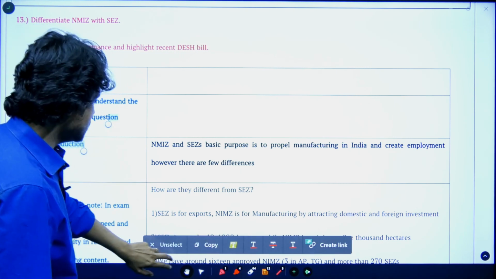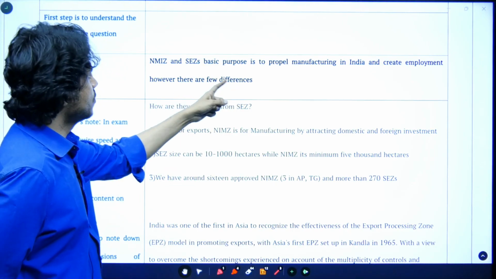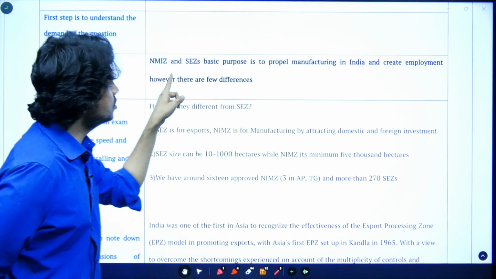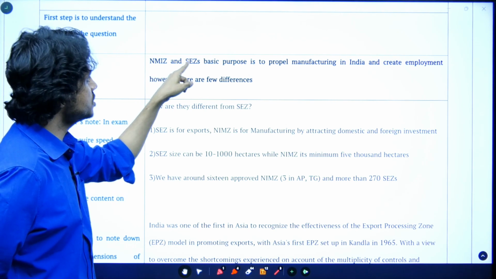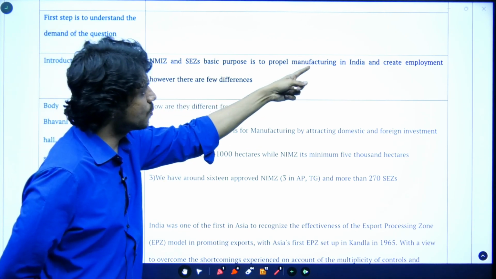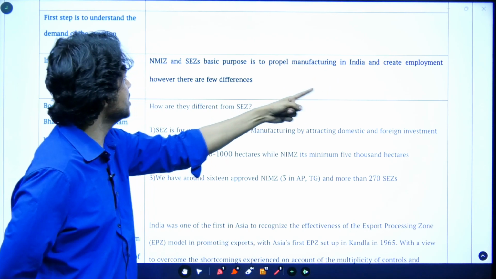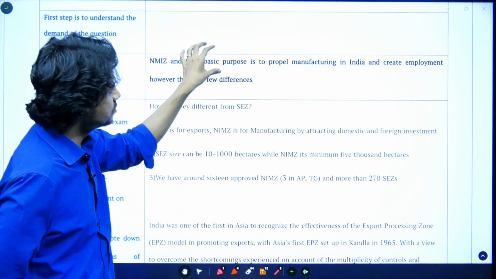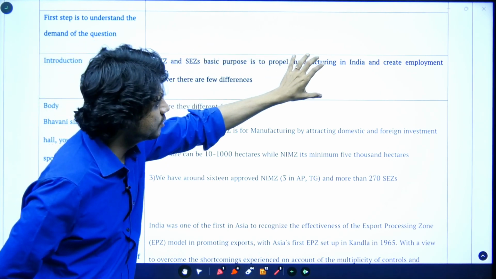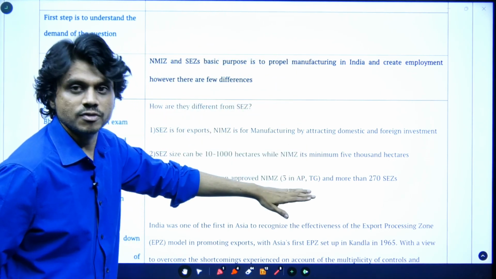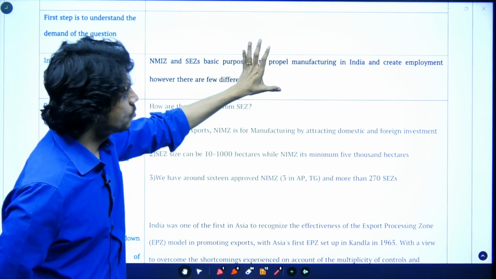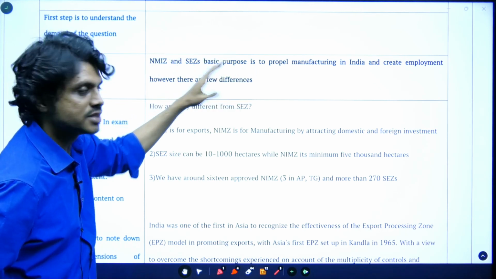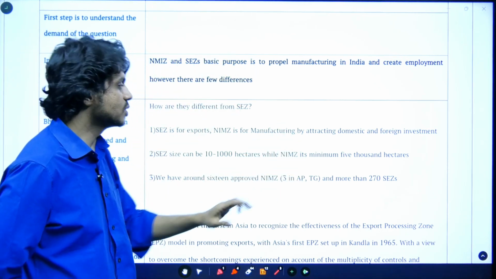Now what could be the introduction here? I have already mentioned the importance of the manufacturing sector in creating employment. Both these National Manufacturing Investment Zones and SEZs, their basic purpose is to propel the manufacturing sector in India and create employment. However, there are a few differences. If you observe, isn't it not giving enough base that is needed for the differences? So I am talking about what actually they are. Now I can come to the differences. So this point is setting the context, or setting the tone, of the question.